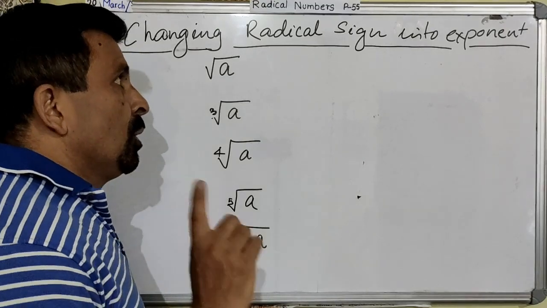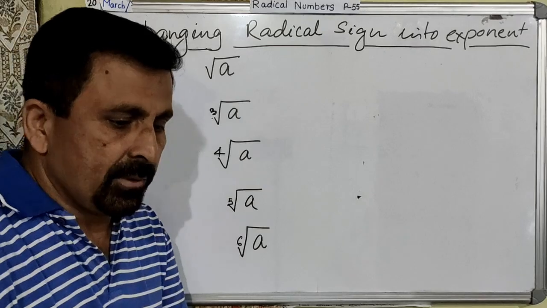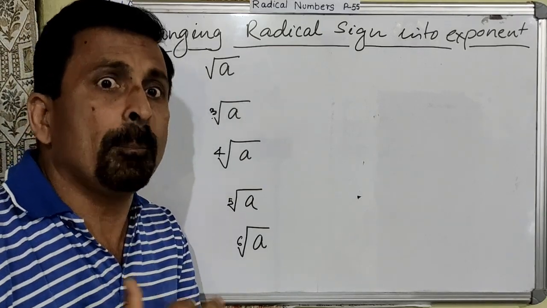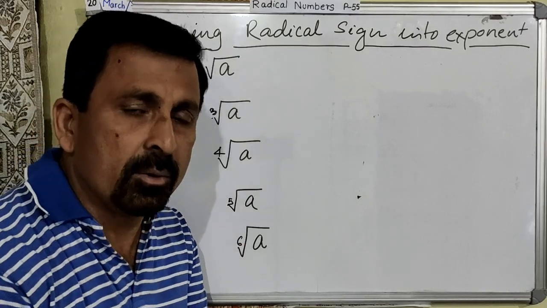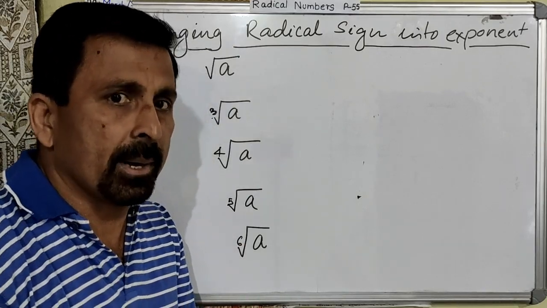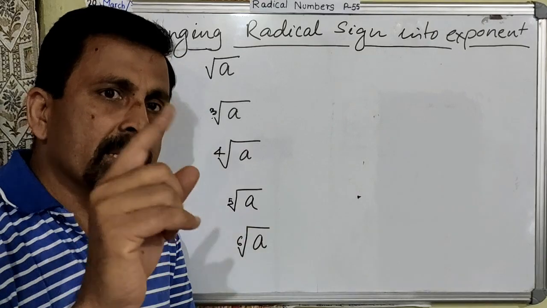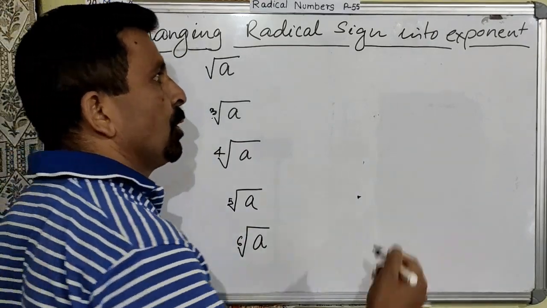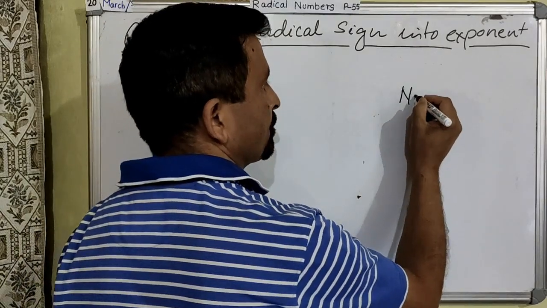One thing we need to remember, the basic thing, is that when you are changing a radical sign into an exponent, into a power, all these powers will come as a fractional number. When a radical sign, note, I will give you the note.